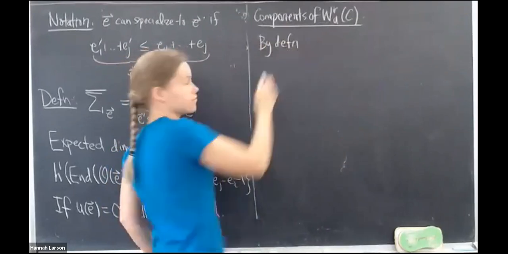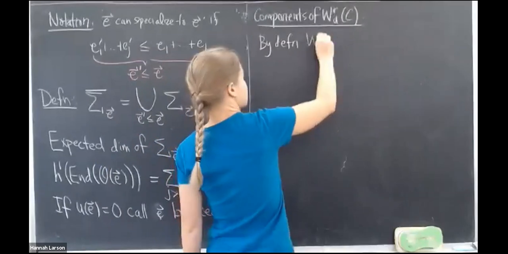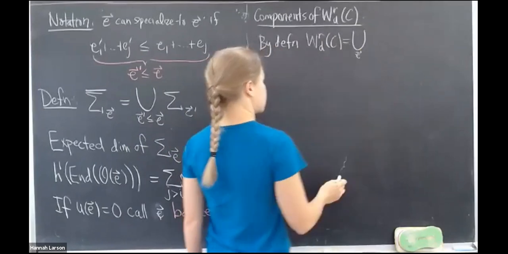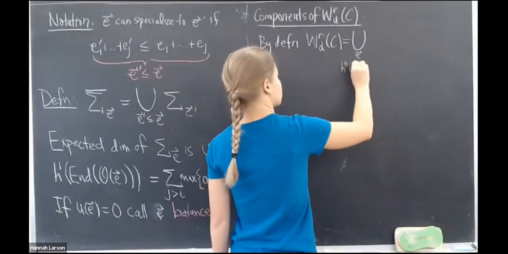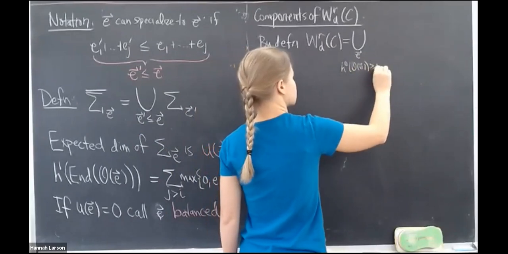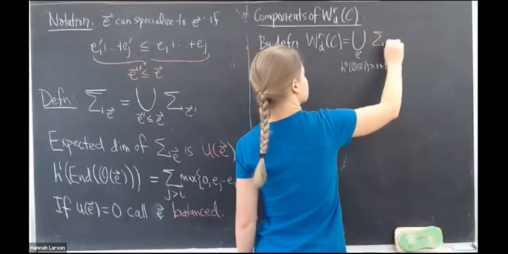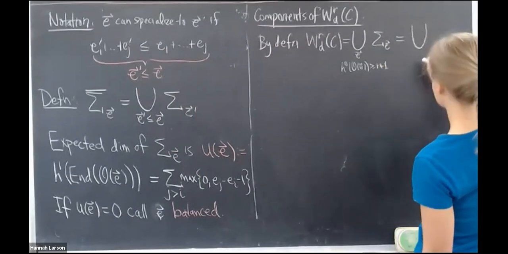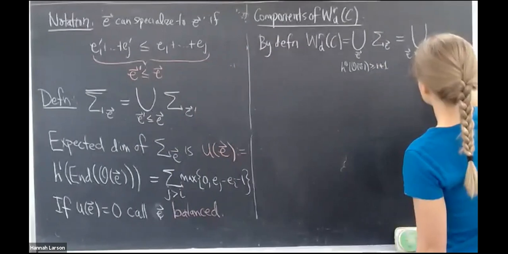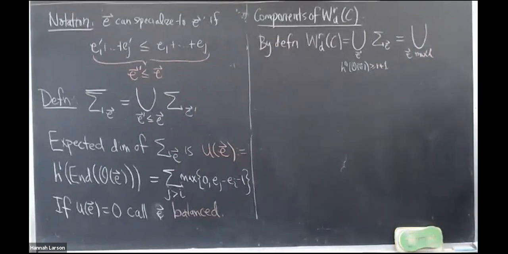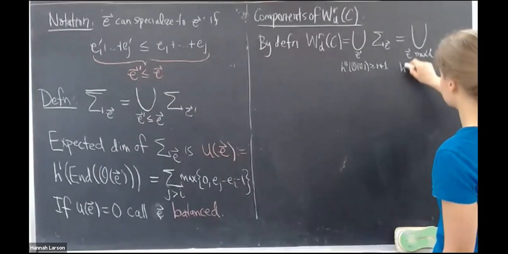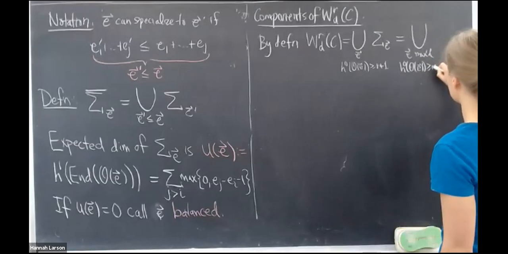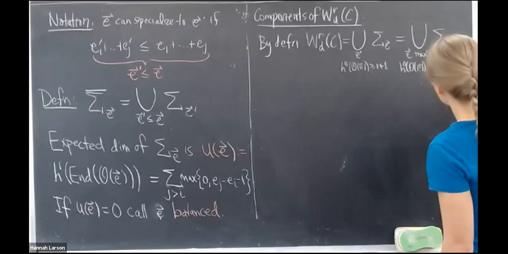Just using the definitions I've made so far, WRD is equal to the union over splitting types E such that h⁰(O(E)) is at least R plus one of sigma E. And that in turn is equal to the union over splitting types that are maximal with respect to the partial ordering among those satisfying h⁰(O(E)) greater than or equal to I plus one of sigma E, with the bar.